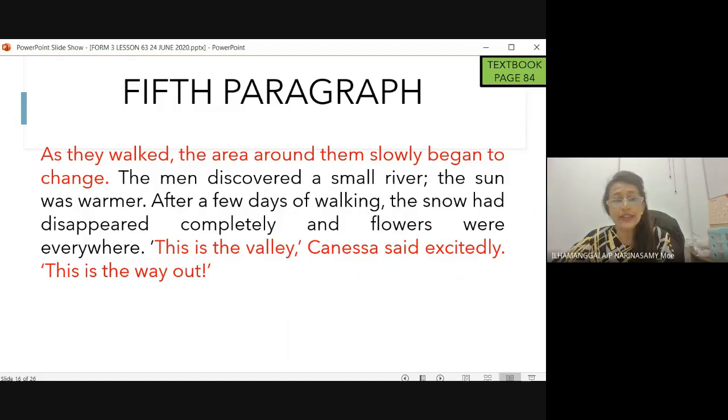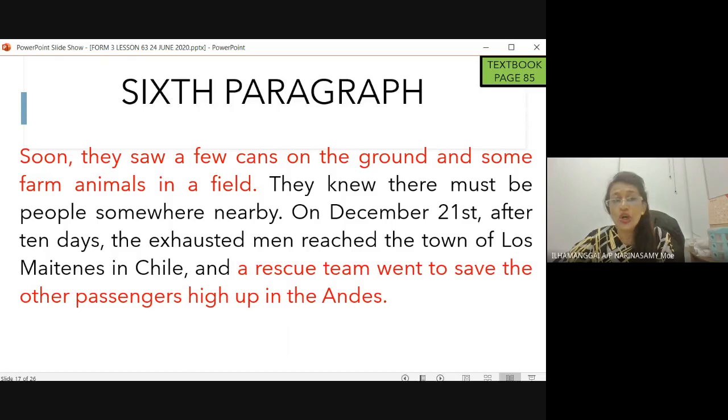As they walked, the area around them slowly began to change. The man discovered a small river. The sun was warmer. After a few days of walking, the snow had disappeared completely and the flowers were everywhere. This is the valley, Kanesa said excitedly. This is the way out. Paragraph 6: Soon, they saw a few cans on the ground and some farm animals in the field. They knew there must be some people nearby. So on December 21st, after 10 days, they reached safety.